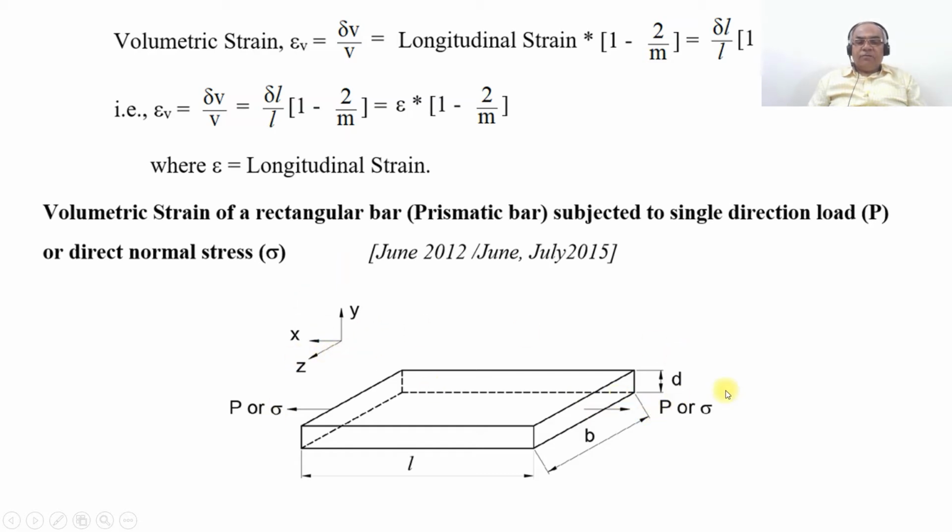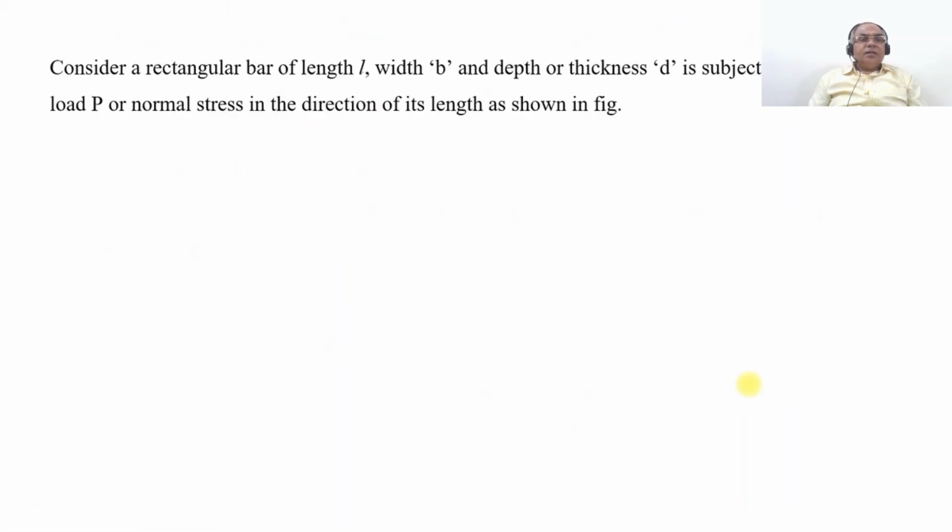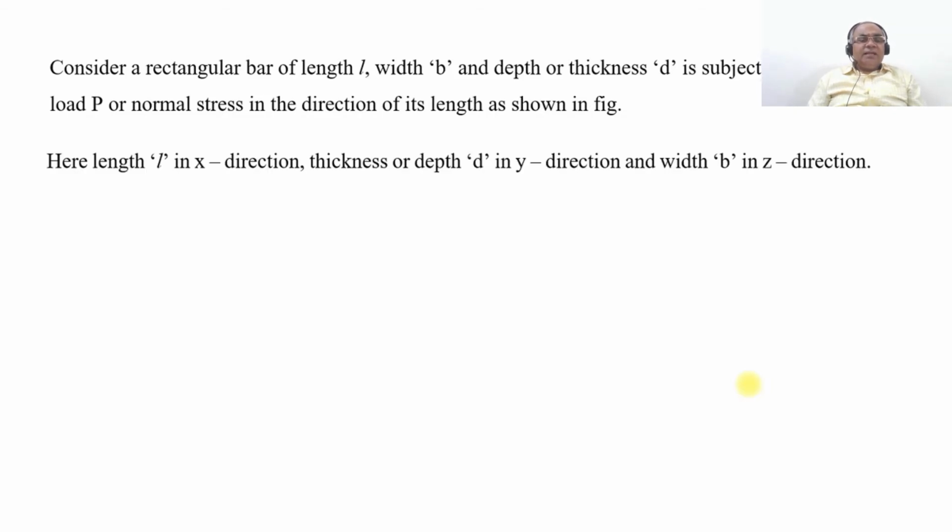Length is along the direction of X, D is along the direction of Y, and Z is along the direction of B. Now, consider a rectangular bar of length L, width B, and depth or thickness D, subjected to an axial load P or normal stress in the direction of its length, as shown in the figure. So here length L is in the X direction, thickness or depth is in the Y direction, and the width is in the Z direction, which I have already explained.